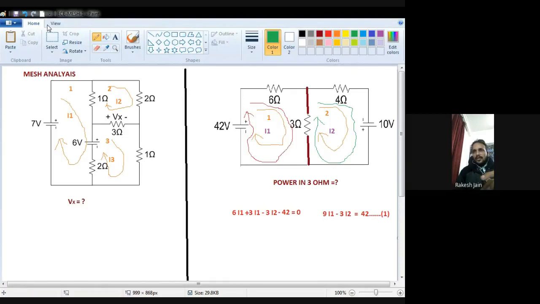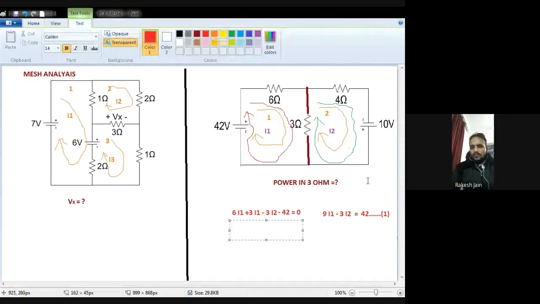Okay, so I write the equations in the same manner which I told you. So 4 I2 minus 10 plus 3 I2 minus 3 I1, that is equal to 0.